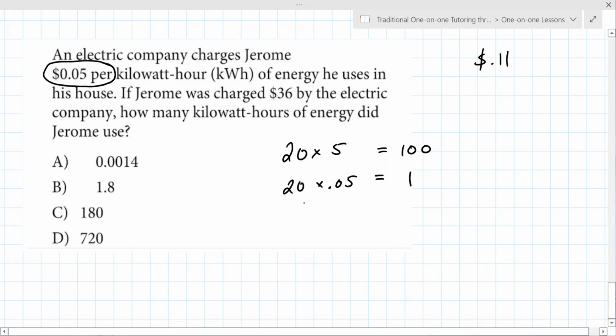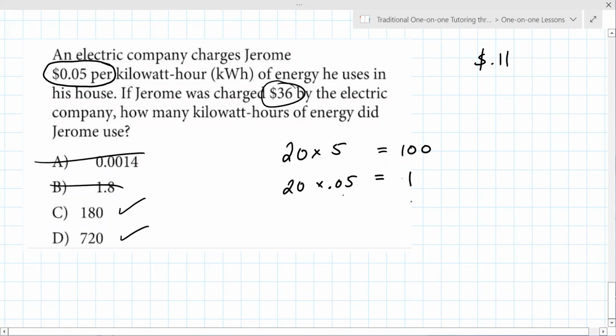Now, why am I doing all that? Because if he spent $36, he got at least 20 kilowatts, because 20 kilowatts is $1. I got that by taking 0.05 and multiplying it by 20. So these are definitely out. So which one is it? Is it 180 or 720? You're really not supposed to use a calculator. You're supposed to use the fact that there's 20 kilowatts in $1.